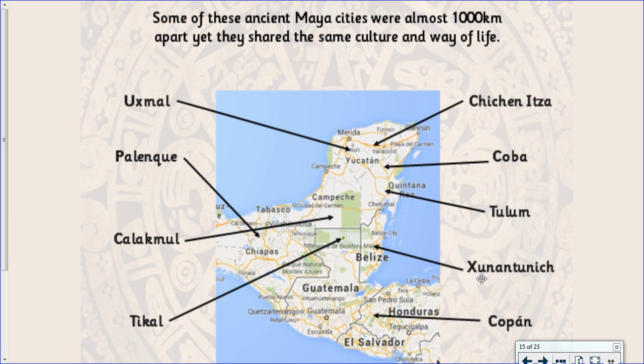And it says at the top, some of these ancient Maya cities were almost 1,000 kilometers apart, and yet they shared the same culture and way of life. Okay, and over the next few geography lessons, we're going to be looking at how they traded with each other and how they farmed and things like that. So definitely going to learn a lot more about them.